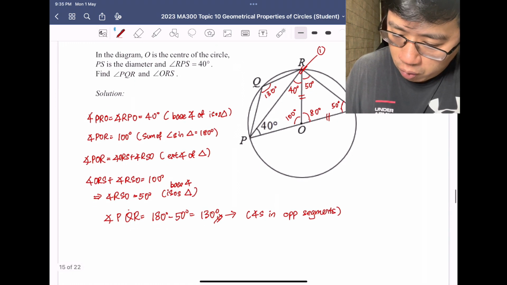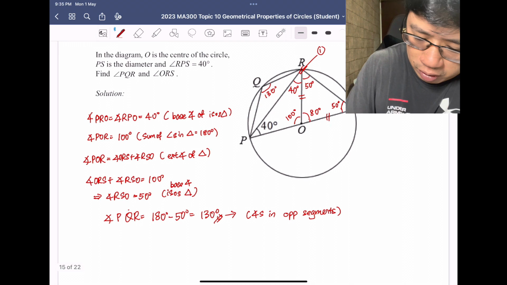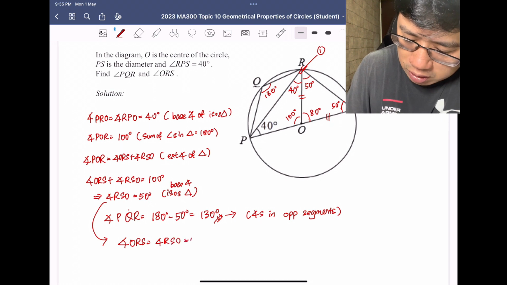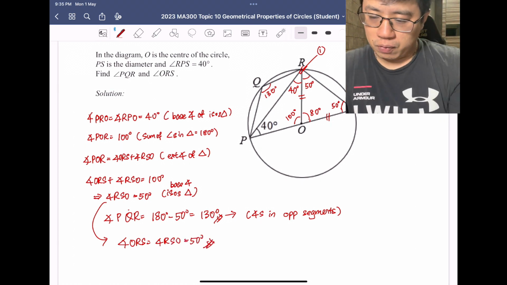So next, I want to find ORS. I sort of already found ORS. ORS is the same as angle RSO, which is equals to 50 degrees. All right, and so with that, we are done with this question.